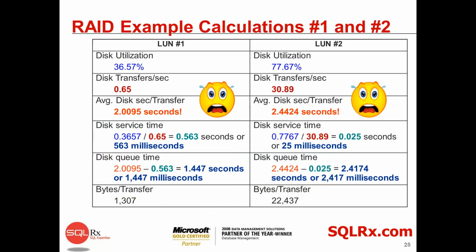Here are two examples of these calculations in action, with actual numbers from an actual system. In one case the service time is 563 milliseconds, and in the other it's 25, but they're both having horrific response times, over 2 seconds. So again, queuing was happening, but in one case the I/Os were much bigger than in the other.